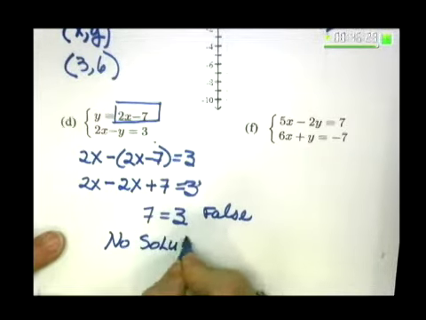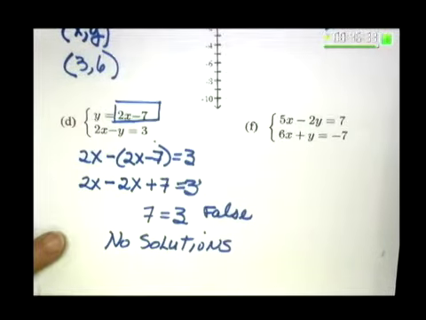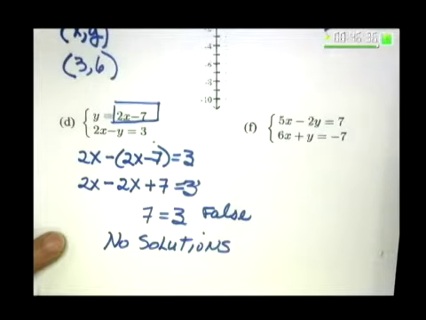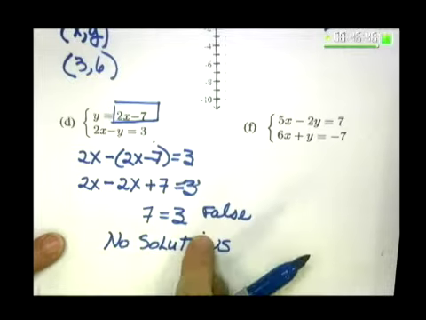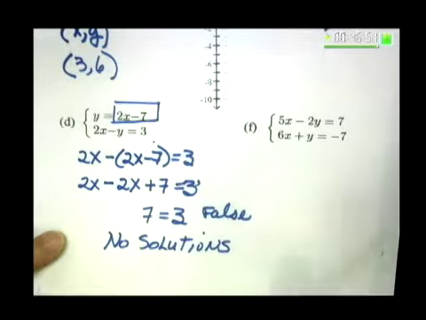And when there are no solutions and you're working in one plane, what generally means is my two lines are parallel and they will never intersect. The slopes of the two lines are the same. If I come up with a true statement, that means that any solution of the first equation is a solution of the second equation, and I would have infinite solutions. But here I have no solutions.